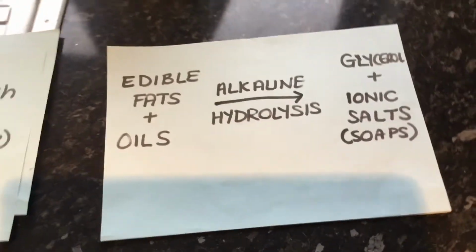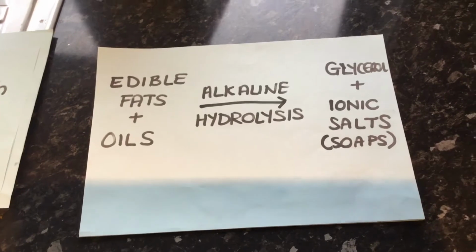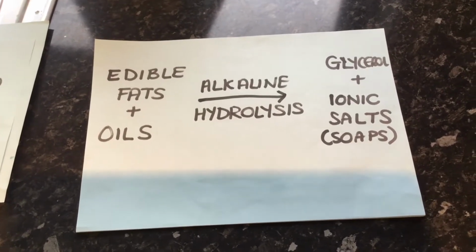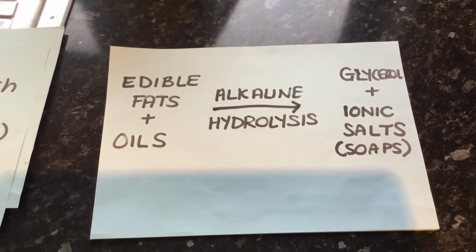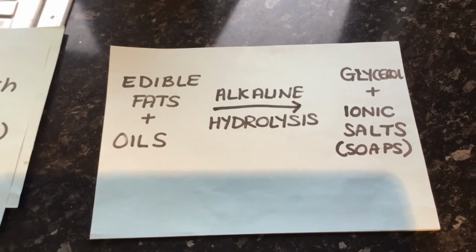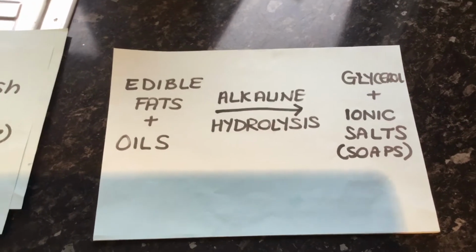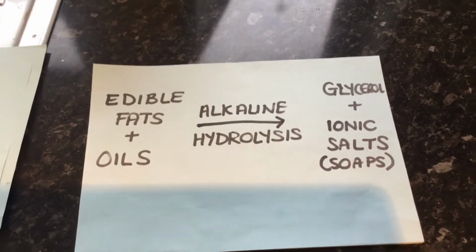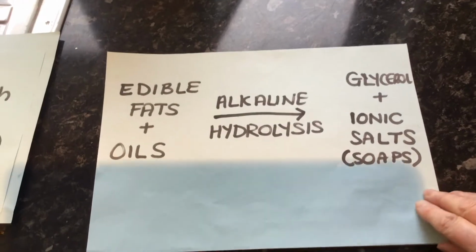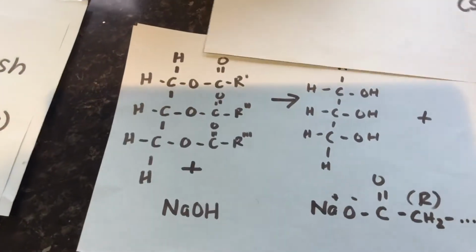Now, today the process is much the same. We use edible fats and oils called triglycerides, and they undergo a process called alkaline hydrolysis. From this we get glycerol and ionic salts. I'm going to show this a wee bit more just to explain it a little bit better.